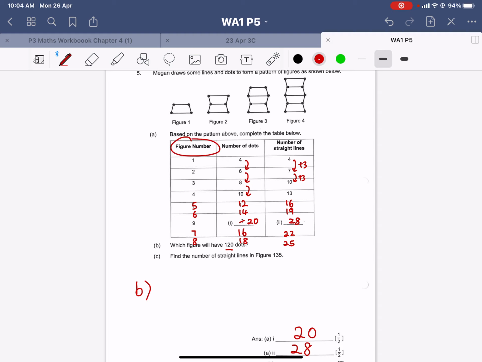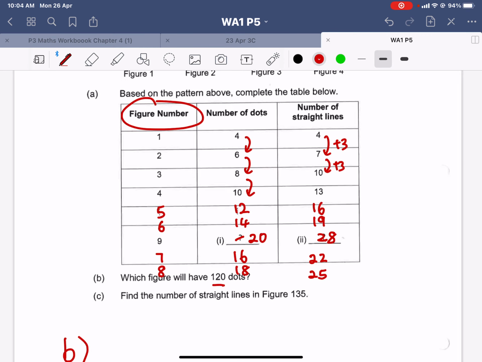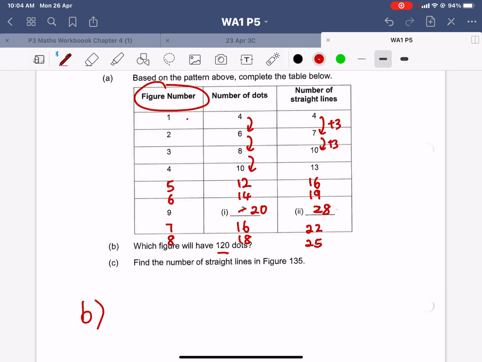Figure number is always a clue to tell us. Alright, so let's try to figure out how does this number become 4. How does figure 2 become 6? How does figure 3 become 8? How does figure 4 become 10 and so on?